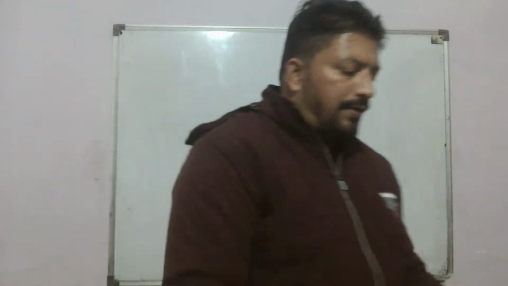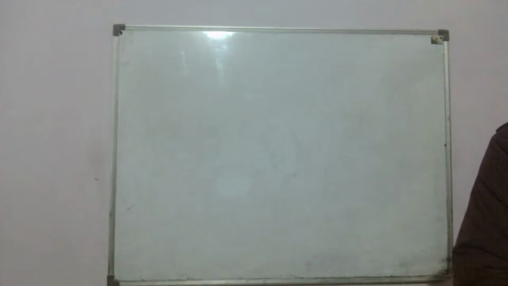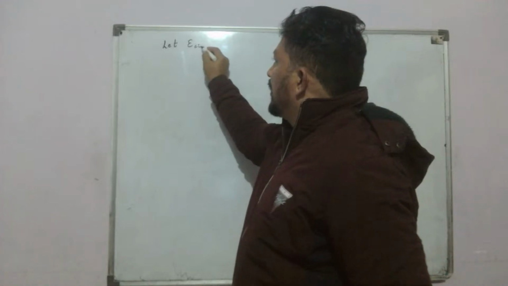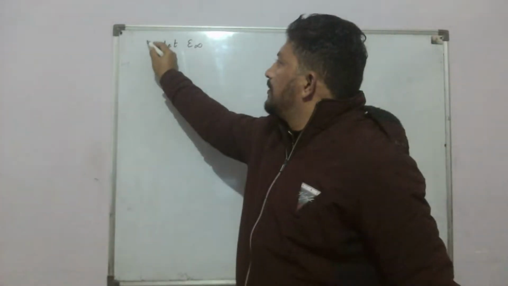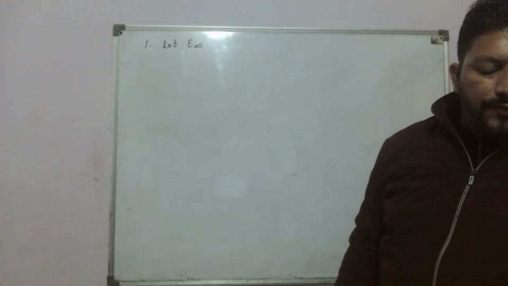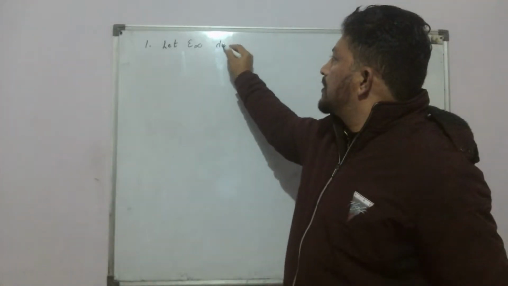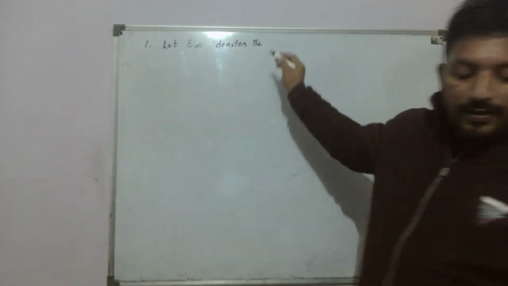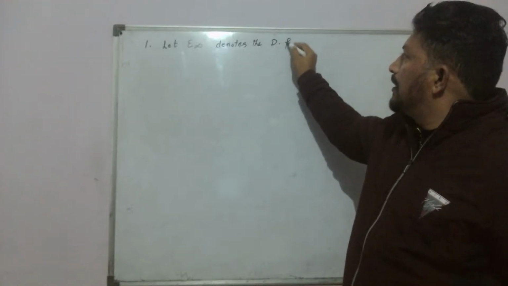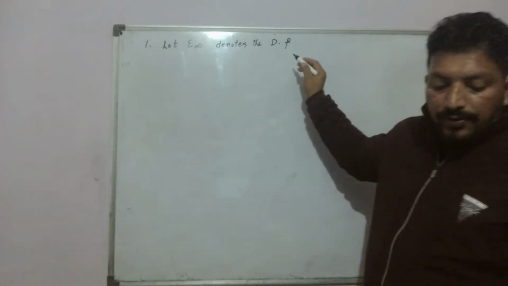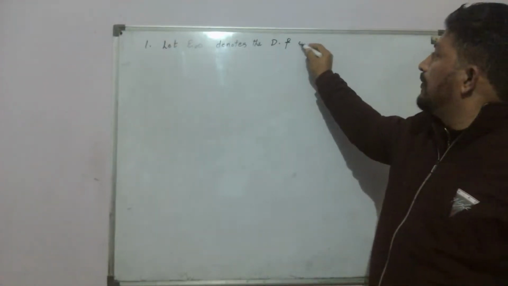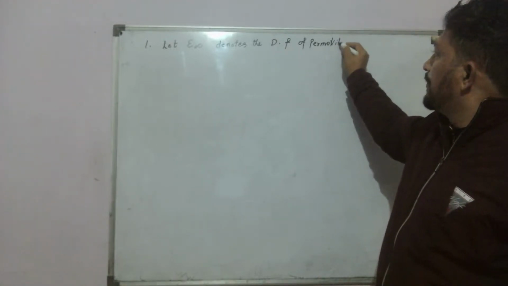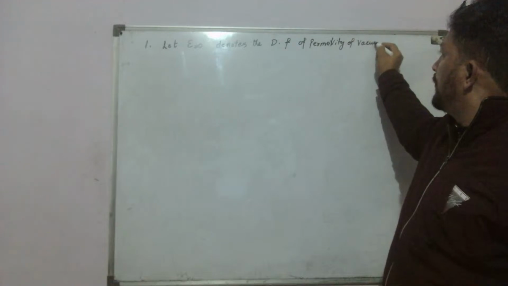There is the question. Question number first: let epsilon infinity denote the dimensional formula of permittivity of vacuum.